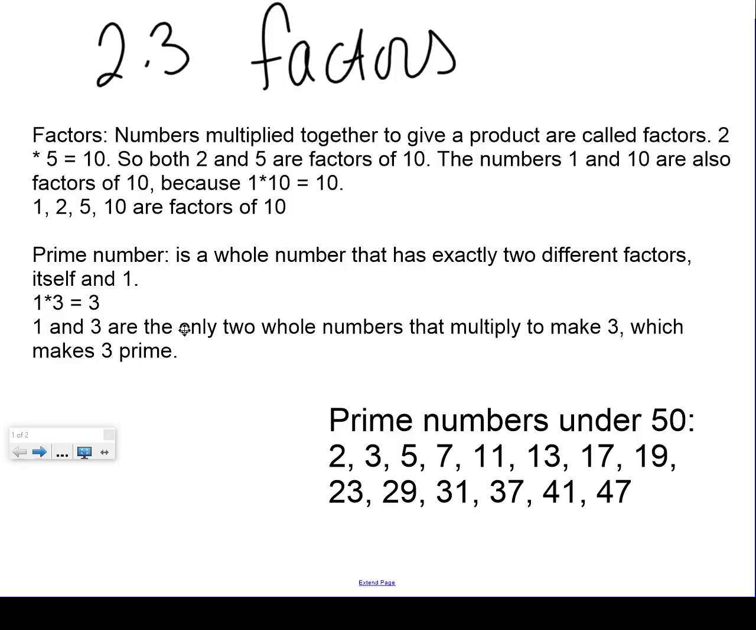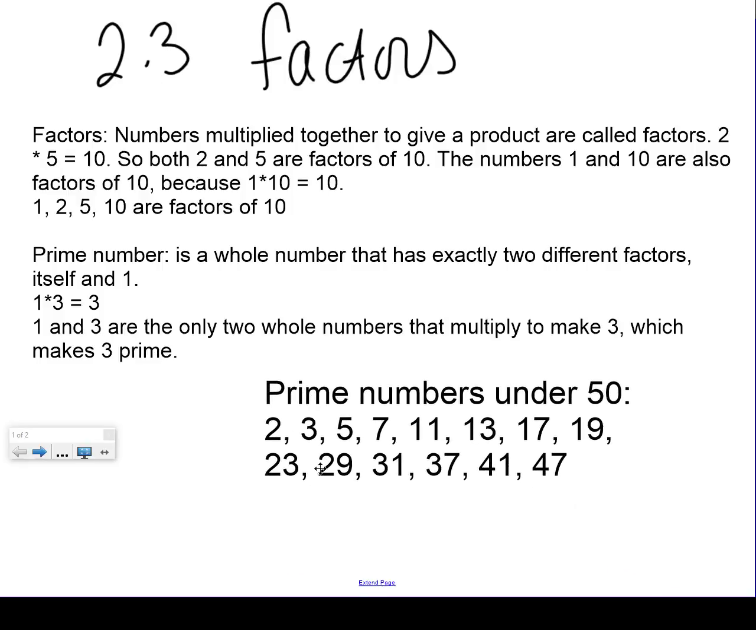The other vocabulary term is a prime number. It's a whole number that has exactly 2 different factors, itself and 1. So here's an example. 1 times 3 is the only way that we get 3 when we multiply whole numbers together. That makes 3 prime.